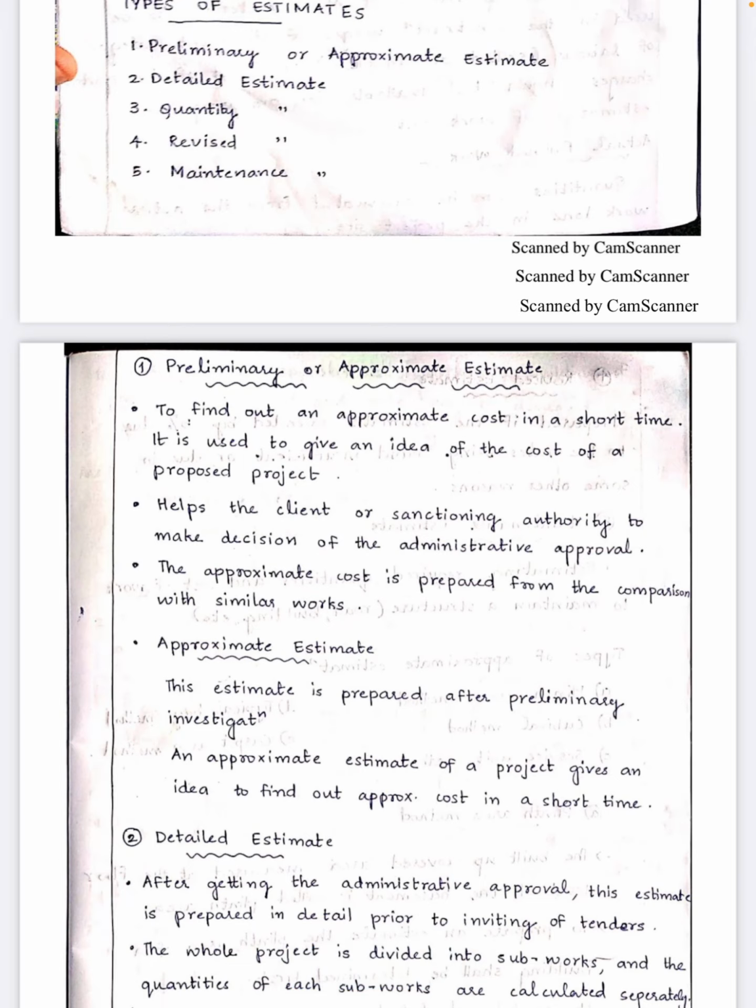It finds out an approximate cost in a short time. It is useful to give an idea of the cost of the proposed project, that is, how much money should be incurred in that particular time. To find out the approximate cost in a short time, it is a great idea to do the approximate estimate. It helps the client or sanctioning authority to make a decision for administrative approval. If the fund is okay for the client, then we can proceed with the forward steps. Otherwise, they can drop the project. So for that, the approximate estimate is helpful.